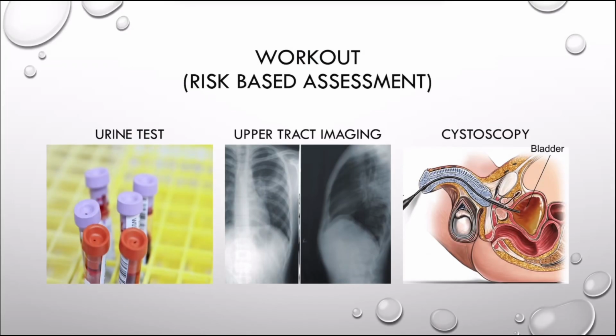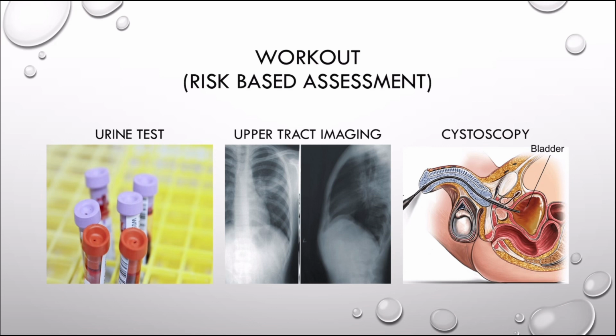Regardless of your risk assessment, the workup for hematuria consists of three major components. The first component is usually a repeat of the urinary test, and we do this to ensure that you indeed do have blood in your urine and you do not have an ongoing urinary tract infection that could be the cause of why you have blood in your urine.